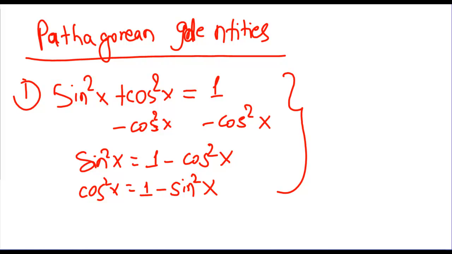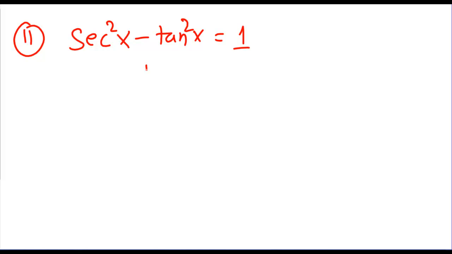All right. Now let's look at the other one. The second one, which we want to remember, is secant square x minus tangent square x is equal to 1. Now similarly, just like we did for the sine and cosine functions, let's solve for the secant first of all.